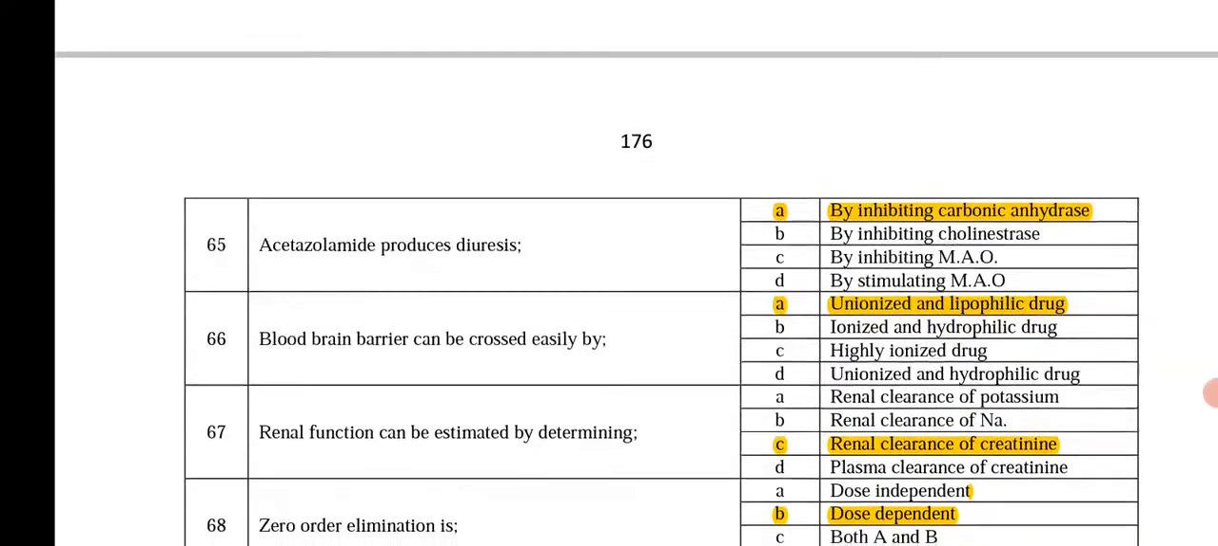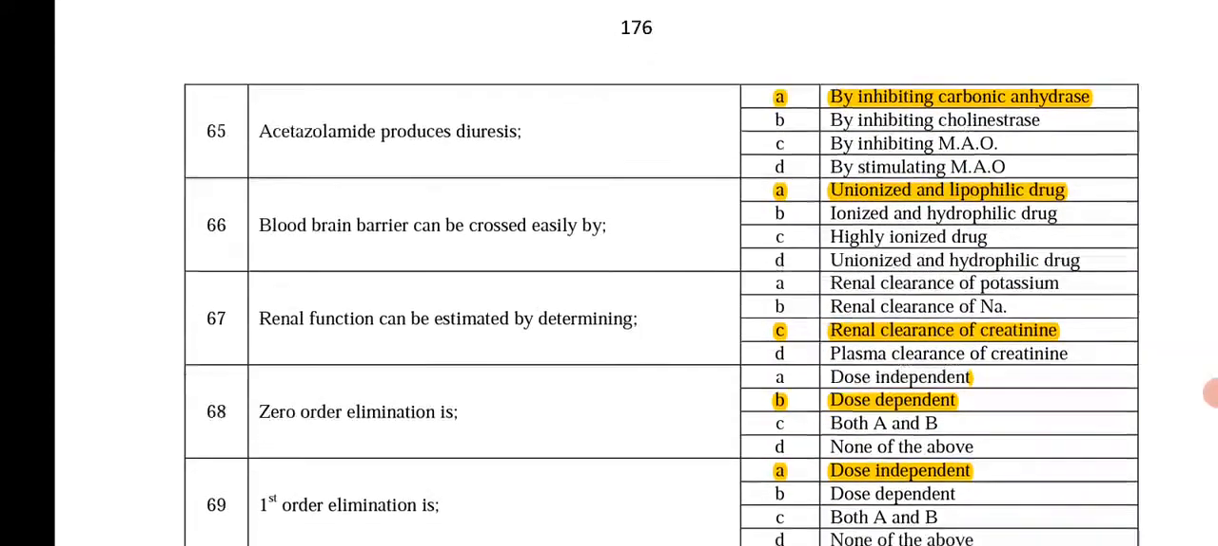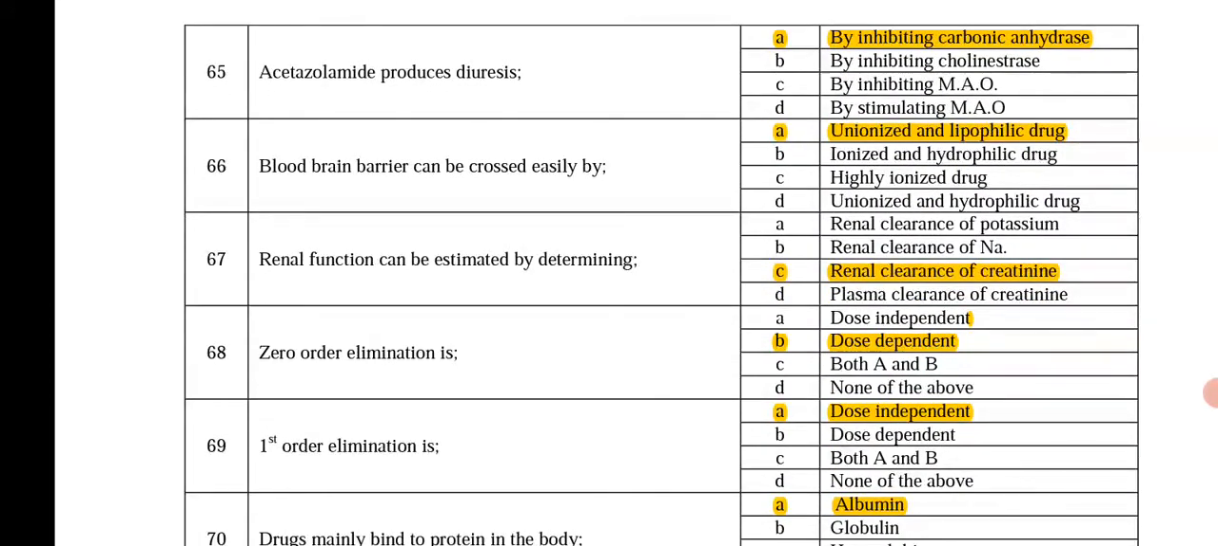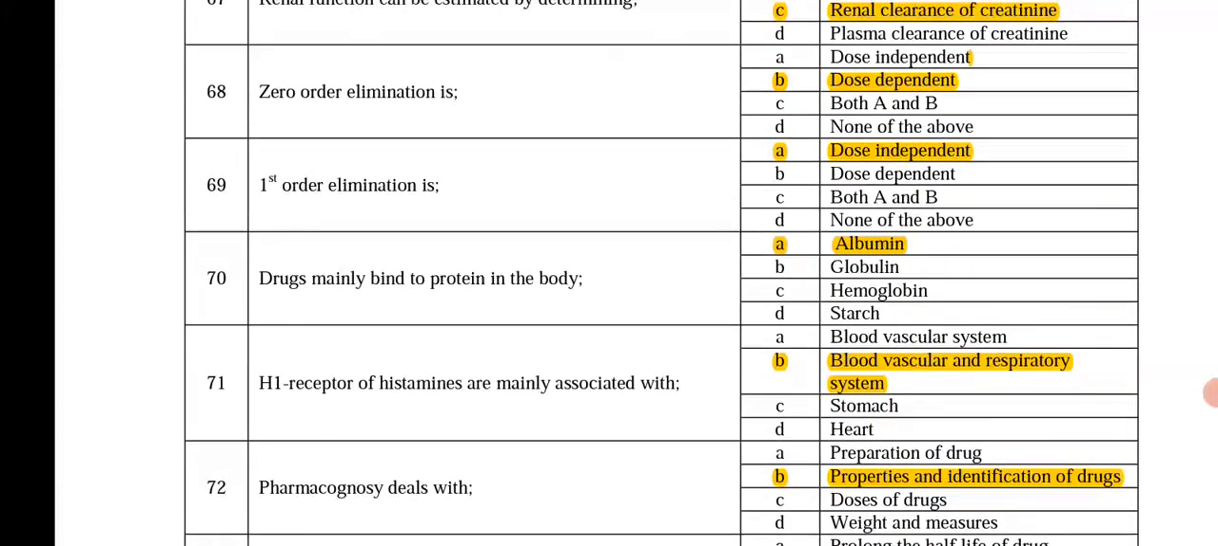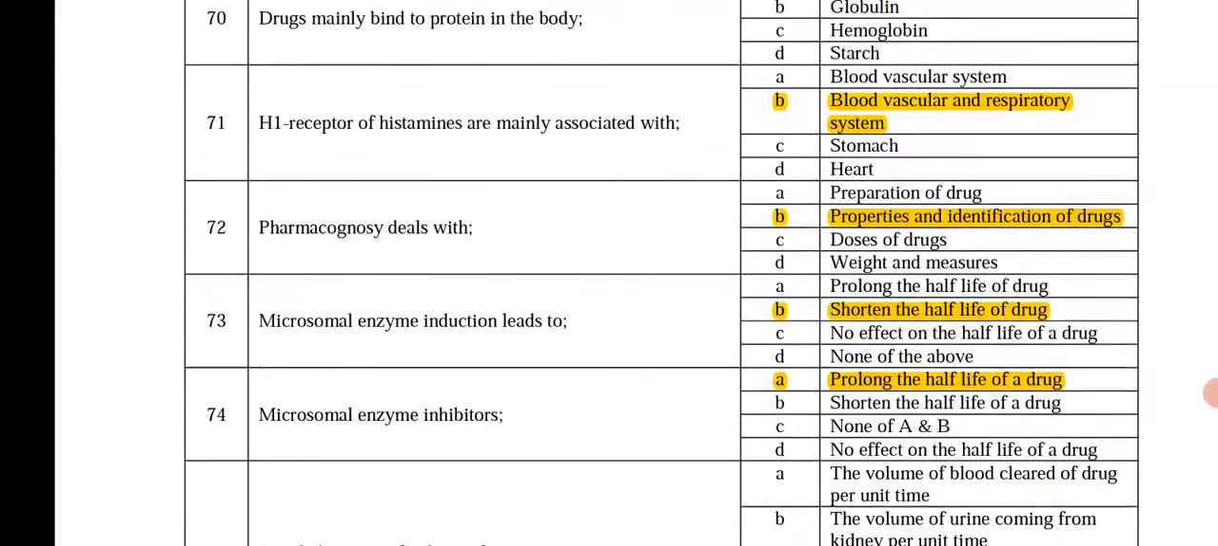The blood-brain barrier can be crossed by unionized and lipophilic drugs. Renal function can be estimated by determining renal clearance of creatinine. Zero-order elimination is dose-dependent. First-order elimination is dose-independent. Drugs mainly bind to the protein in the body, albumin. H1 receptors of histamine are mainly associated with blood vessels and the respiratory system.